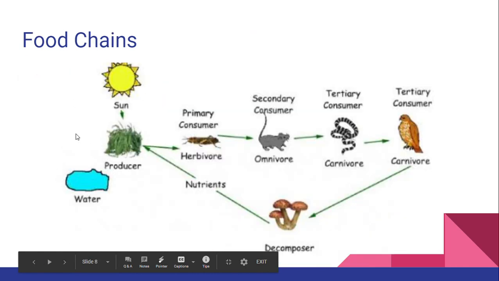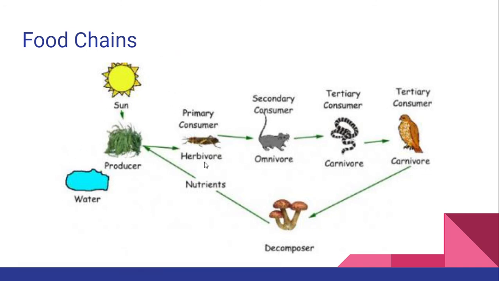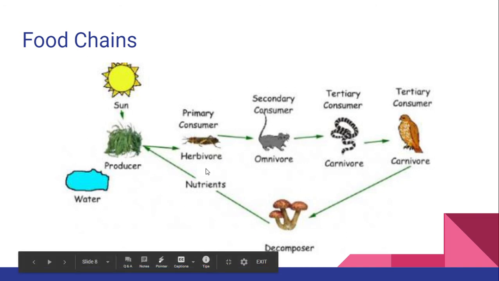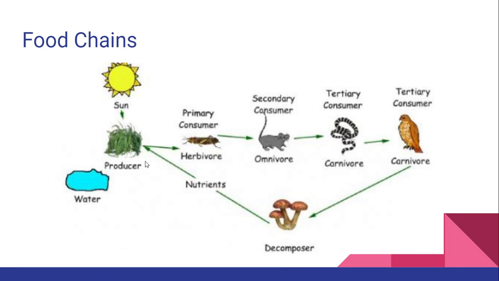Okay, so we talked about the different animals and where they get their energy from, and all the living things in an ecosystem. And we can represent all these interactions in something called food chains. A food chain is basically a line showing where animals or plants get their energy from. For instance, we see here that the producer gets its energy from the water, the sun, and also the air, which is not pictured.